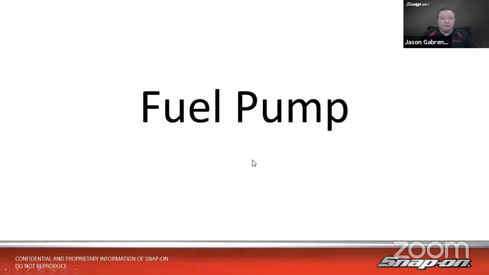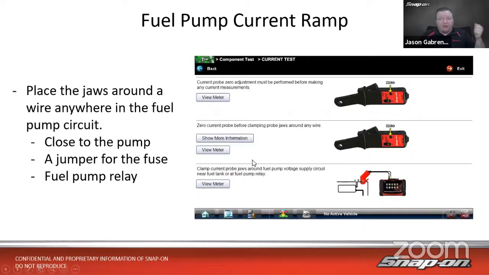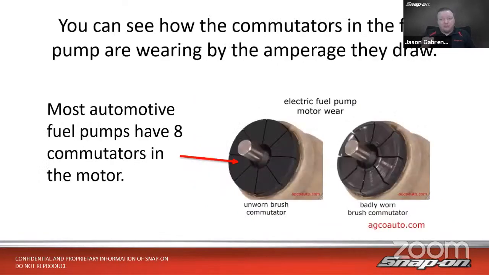All right, there we go. So fuel pump. We might want to also check the fuel pump. We can check the fuel pump, see how it's working mechanically by using what we call a current ramp test. So we'll use a low amps probe, place the jaws around a wire anywhere in the circuit. If we can get to the pump, we put it close to the pump. If we pull a fuse, can put a jumper in there. Same thing with a relay, put a jumper in there. We want it around the feed wire to the pump.